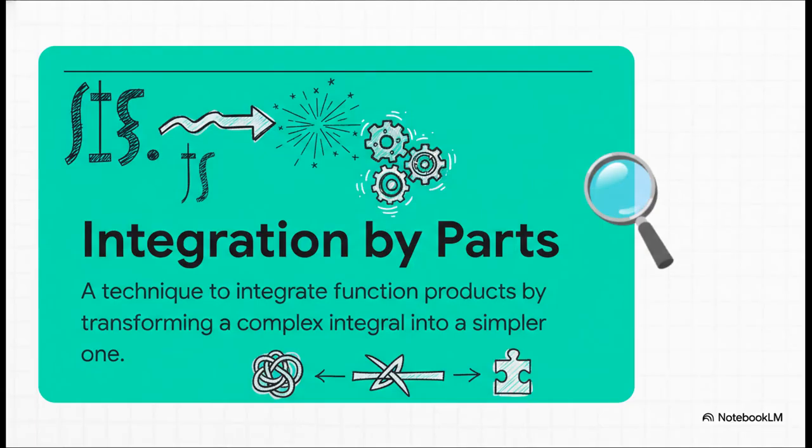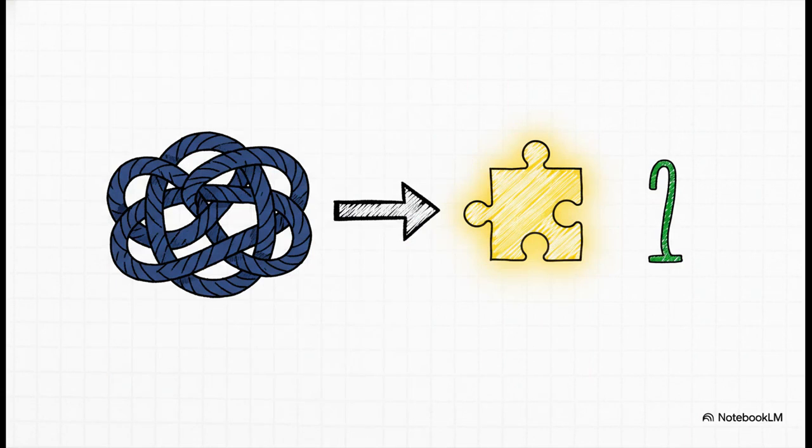And here's the formal definition. I want you to really focus on that last part, transforming a complex integral into a simpler one. That right there is the whole point. That is the entire strategic purpose of this technique. We aren't just solving something, we are intelligently restructuring a problem that looks hard, maybe even impossible, into one that's suddenly manageable.